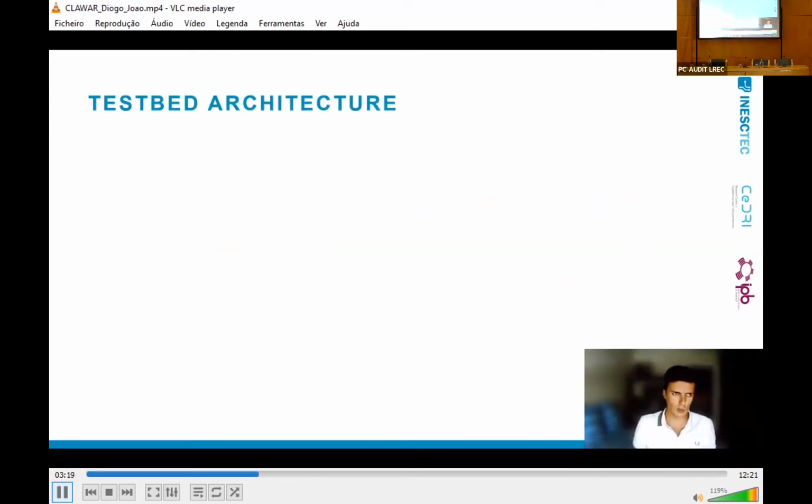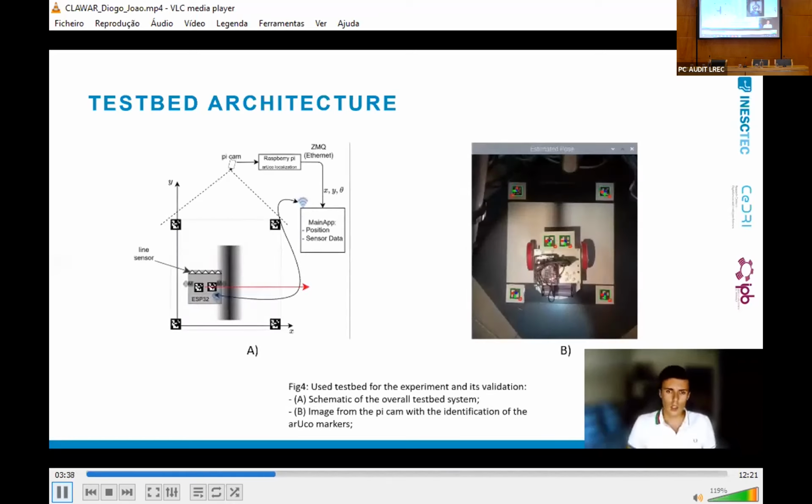The second problem we face is how we are able to find the ground truth of the position of the robot in relation to the line, in order for us to then be able to use our calibration algorithms and also be able to calibrate this on the field. The solution we came up with was the following test bed.